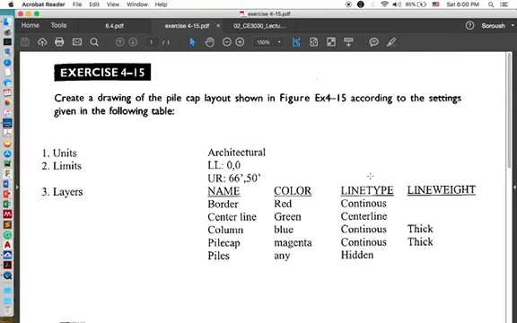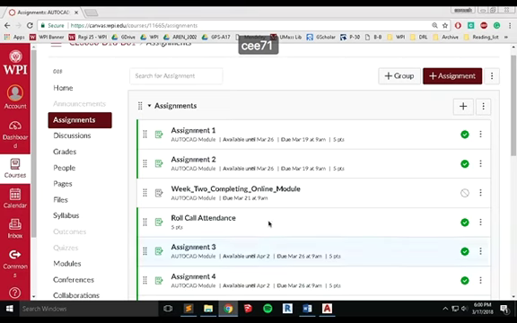In order to show that you are completing these tasks before Wednesday, you go on Canvas, and I haven't published this yet, but it's going to be called Week 2 Completing Online Module, and you upload the CAD file there to show me that you're completing this task by following along. There's not going to be any grading of the assignments, but it's going to be complete or incomplete, and then we're going to reflect that in your attendance.